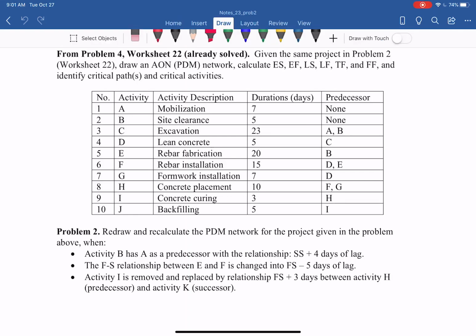Problem 2, based on the information given in problem 4 and of course also problem 2 of the previous lesson 22 that we already solved, that project includes 10 activities, A to J, and if you recall, the project duration for this project is 68 days. Either we use the PDM method in problem 2 or in problem 4 of the previous lesson 22.